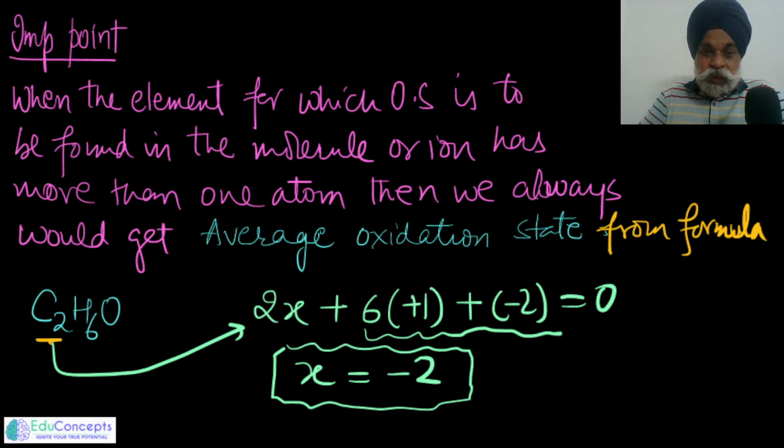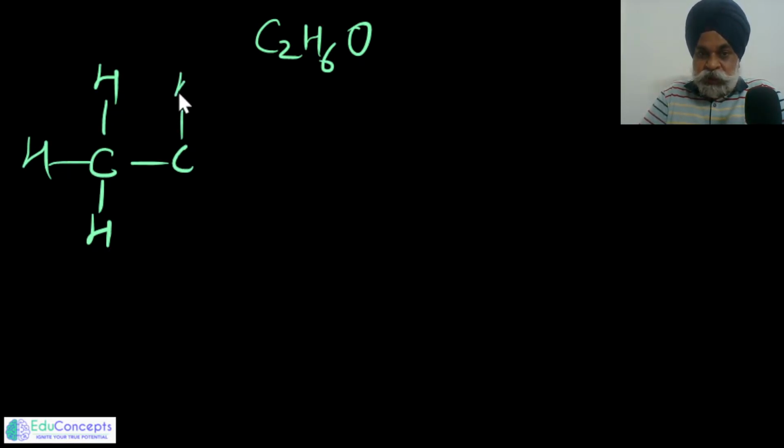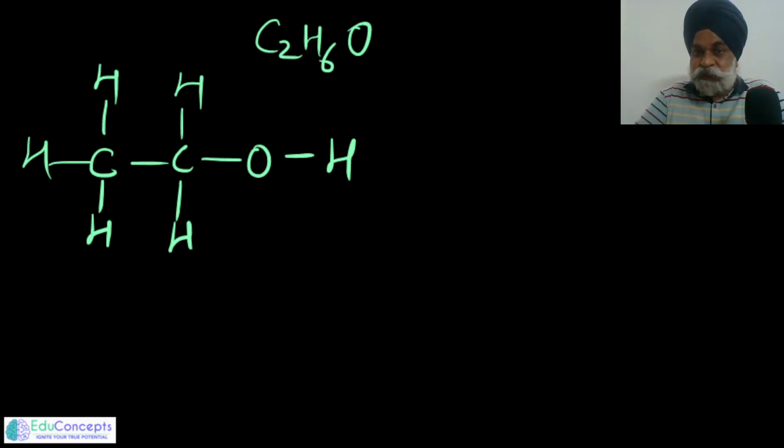Now, if I just draw its structure, this is very, very interesting. Now C2H6O: if I draw its structure, it may have this sort of structure. This is again very, very interesting. This is alcohol.